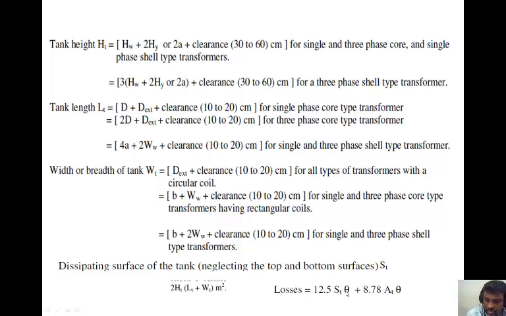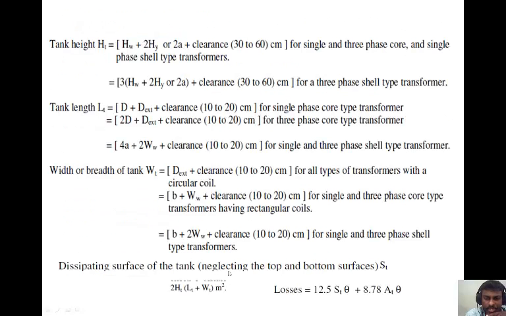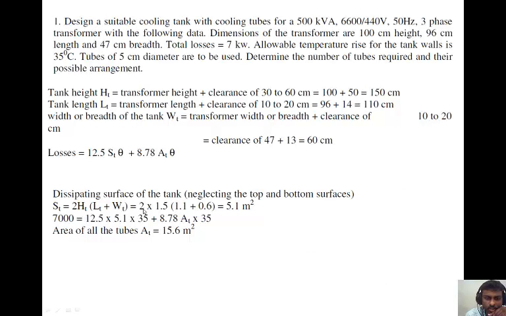So the losses, we know how to calculate the losses. It is 12.5 St theta plus 8.78 At theta. So the losses are calculated based on this one. So here we need to find what is the dissipating surface of the tank. So the dissipating surface of the tank is calculated by 2 Ht into (Lt plus Wt). So we know Ht, Lt, Wt.